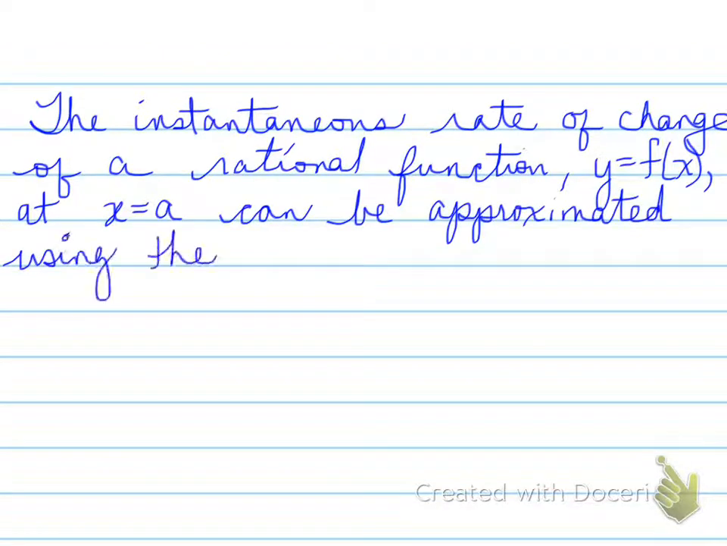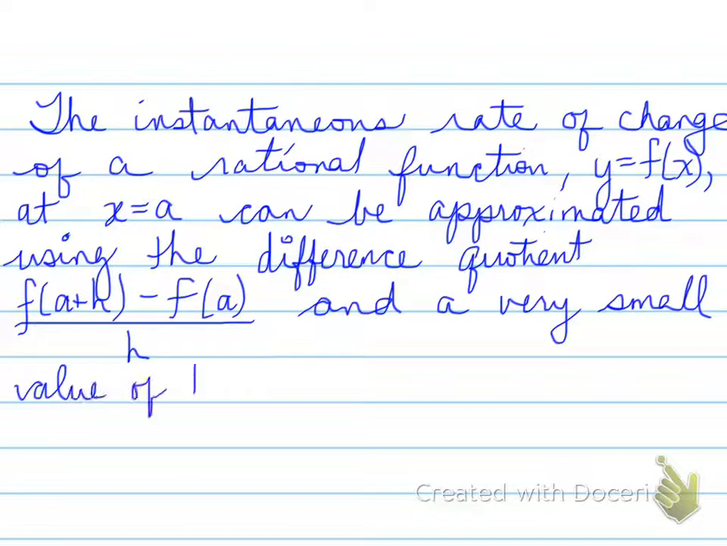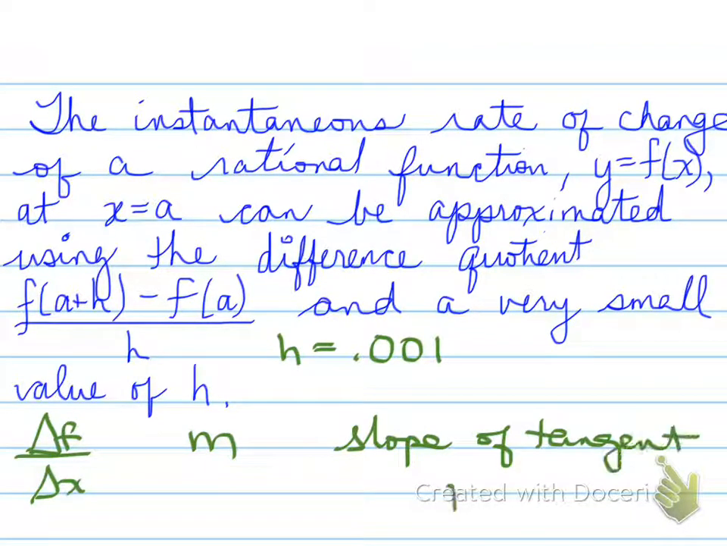All right, next. The instantaneous rate of change of a rational function, y equals f of x at x equals a, can be approximated using the difference quotient. We can use the difference quotient, which is as follows, and a very small value of h. What we're standardized to use is that h equals 0.001.